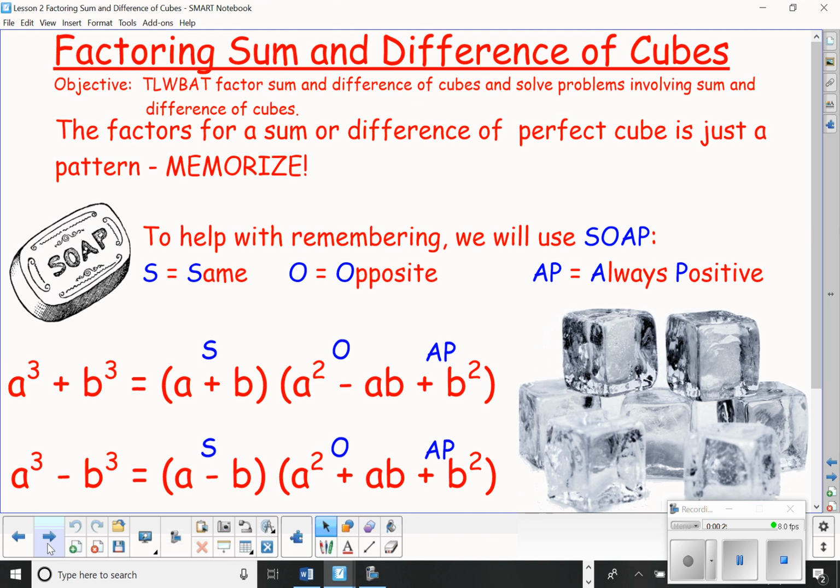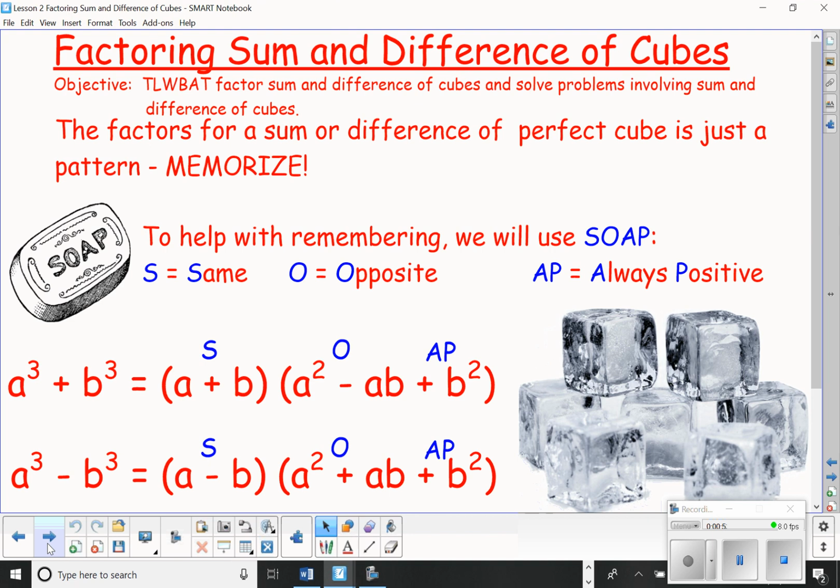It's in this unit, and we get to polynomials. It's in that unit, and it's in unit 9, unit 10. It just keeps coming back. So memorize. Yes, sometimes you have to memorize. The objective here is to factor a sum and difference of cubes and solve problems involving sum and difference of cubes. We're going to use SOAP.